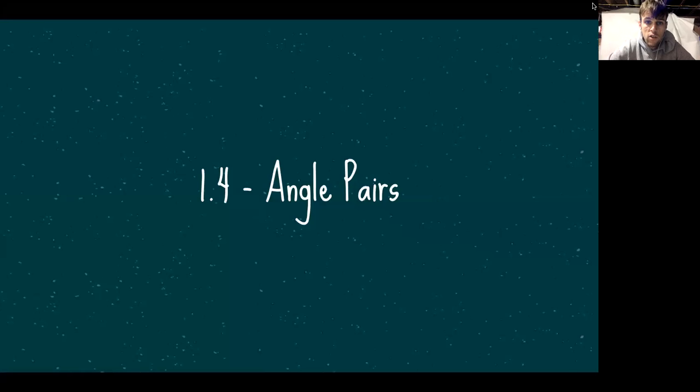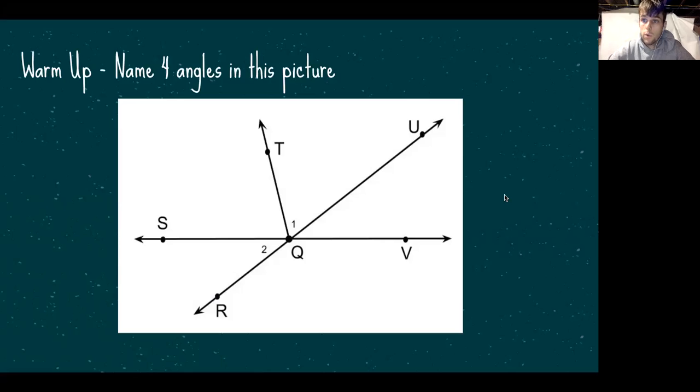All right, guys, this is chapter 1, section 4, angle pairs. We're going to talk about lots of different types of angle pairs and the relationships that they have. To warm things up, we're going to go ahead and review some of the things we learned about in chapter 4, in particular, naming angles.